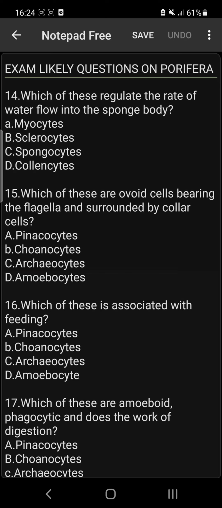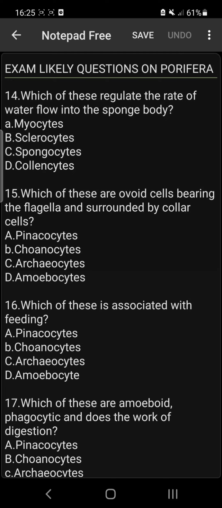Let's get started. Which of these regulates the rate of water flow into the sponge body? The answer is the myocyte. The myocyte regulates the rates at which water enters into the body of the sponge. I told us in our previous class that when the pinacocyte is contractile, you call it what? Myocyte. The answer is A.